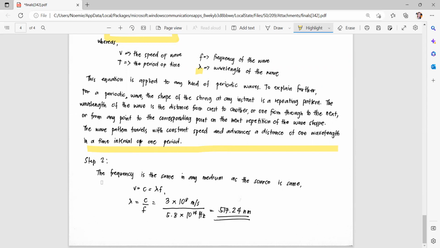So, step 2, the frequency is the same in any medium as the source is the same. Plugging in the values, we will get this: 3 times 10 raised to 8 meters per second all over 5.8 times 10 raised to 14 hertz is equal to 517.24 nanometers. So that's all.